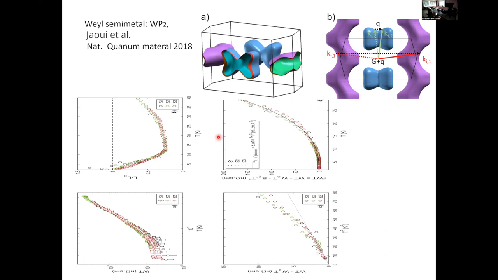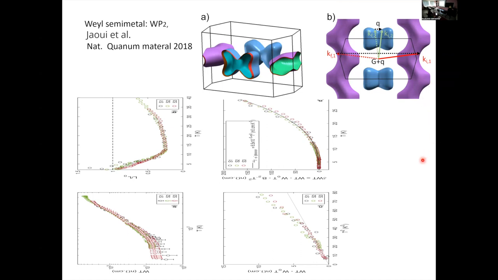Just a small point: Guillaume Gervais, they see this sort of temperature dependence that you showed in the Gurzhi effect. Yeah, I agree, there's a lot of evidence. Yeah, okay.